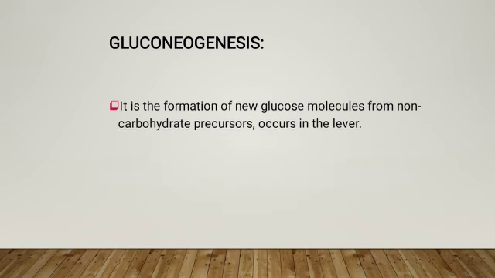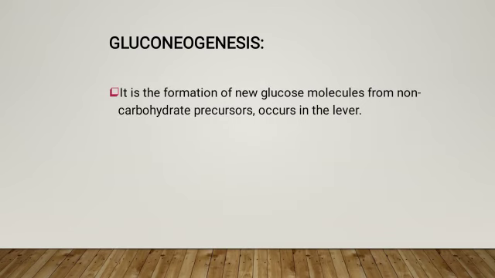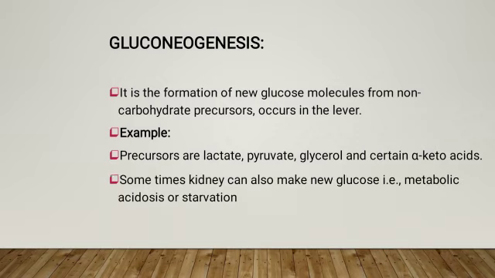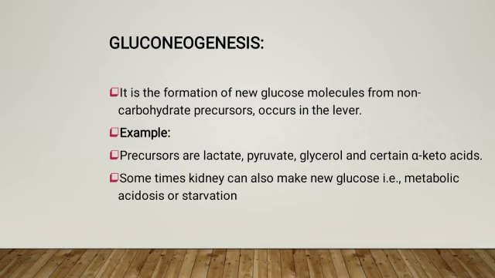What is gluconeogenesis? Gluco stands for glucose, neo stands for new, and genesis stands for synthesis. So it is the formation of new glucose molecules from non-carbohydrate precursors, occurring in the liver. For example, these precursors are lactate, pyruvate, glycerol, and certain alpha keto acids. Sometimes the kidney can also make new glucose, in metabolic acidosis or starvation.